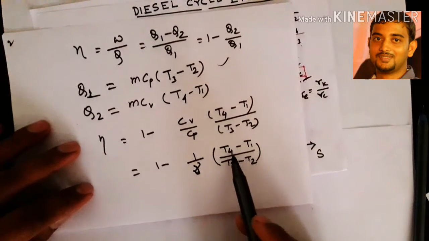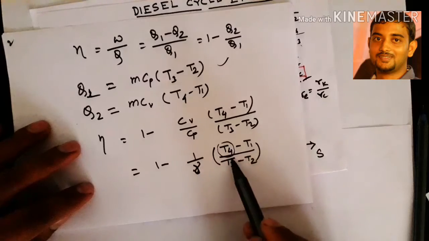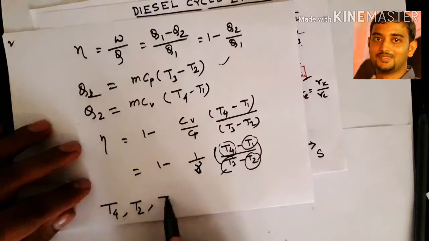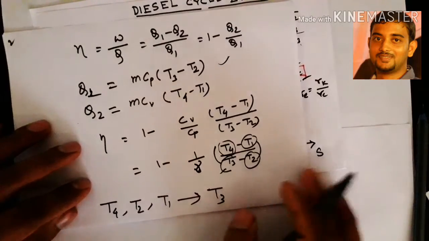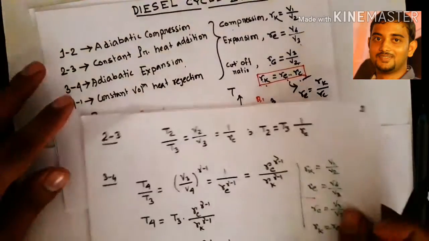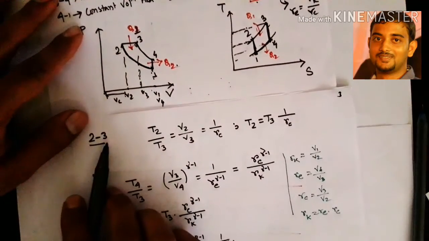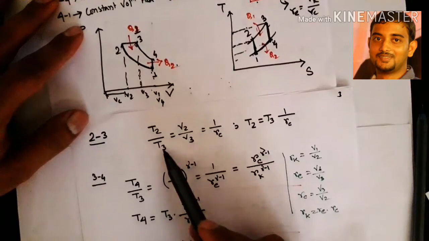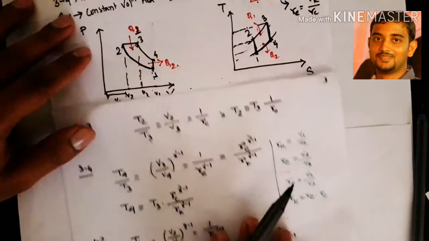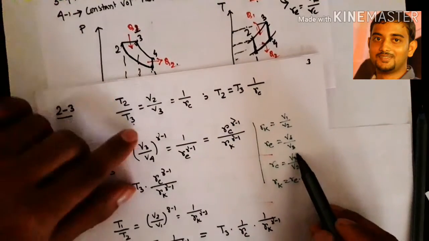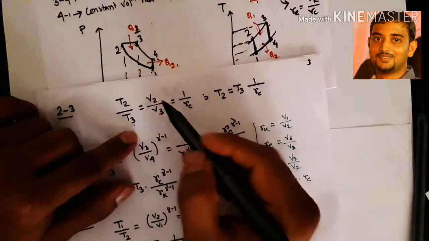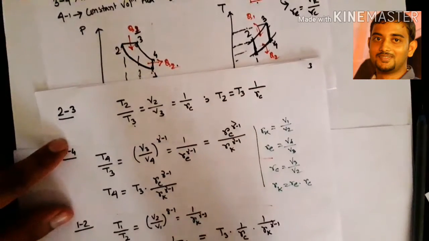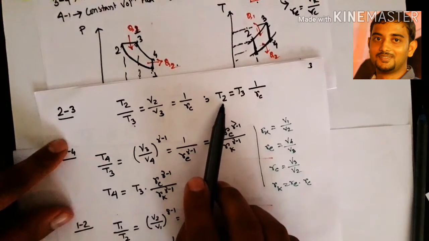Now my dear friend, I will represent T4, T1 and T2 in terms of T3. Just see. In process 2-3, what is the 2-3 process? Constant pressure process. So we can write it in that way: T2 by T3 equal to V2 by V3, and we know V3 by V2 is what? Cutoff ratio. So V2 by V3 will be the reciprocal of the cutoff ratio. So here T2 equals T3 into this. So I have represented T2 in terms of T3.